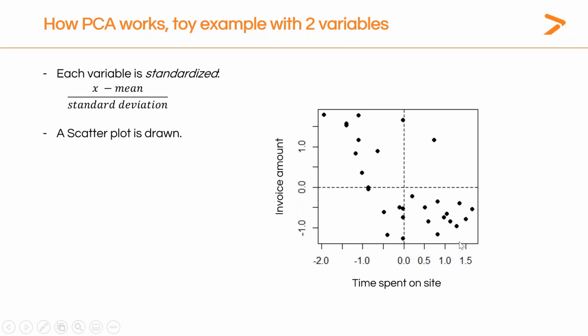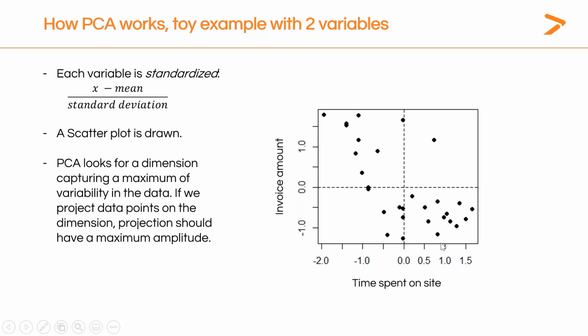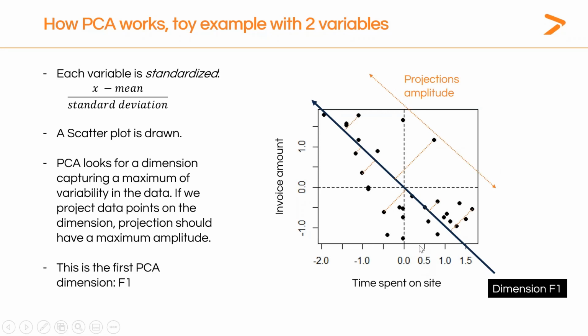So the most interesting thing is this stretch in the data, this decrease, this strong link between invoice amount and time spent on site. And this is the information that PCA will seek to capture. So PCA will try to draw a line that captures the maximum of stretching in the data. And this line is located right here. So PCA looks for a dimension capturing a maximum of variability in the data. So if we project data points on the dimension, we get a maximum amplitude. And this will be the first dimension of PCA.